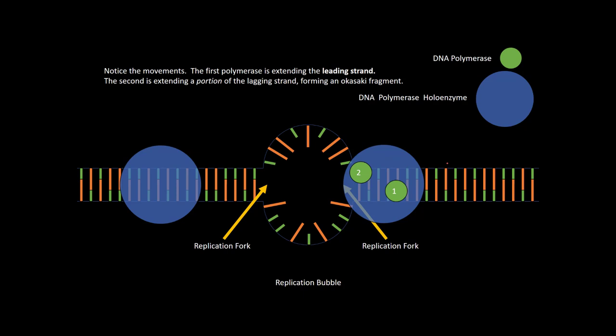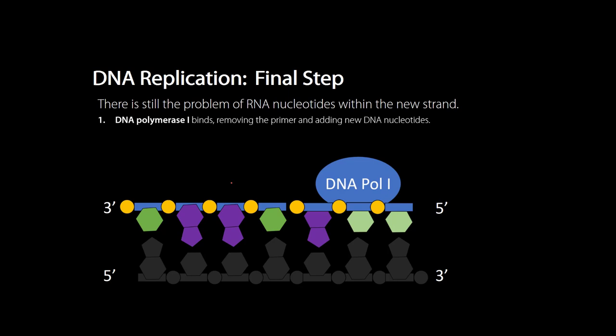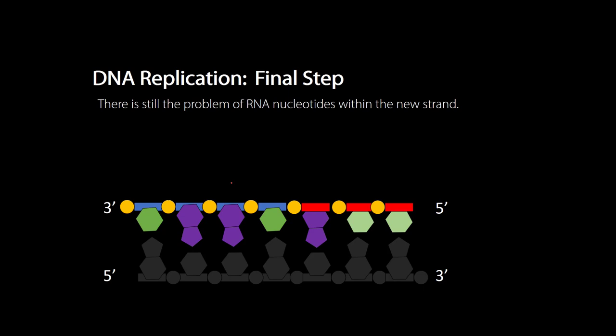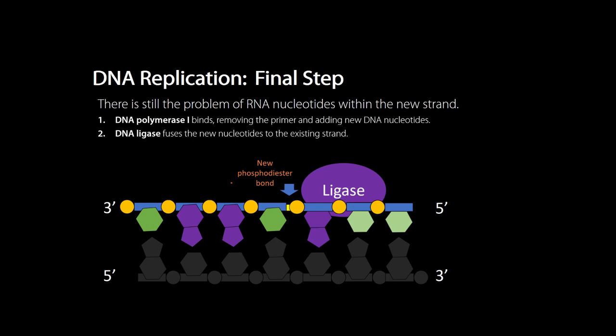All right, now here is where we left off last time. Here is the RNA primer. Here is the DNA that's been extended. And so the first thing that happens is DNA polymerase 1 comes in, rips out the primer, and builds in new nucleotides. Let's see that again. That was kind of fast here. So here comes DNA polymerase 1, and then it builds the new strand. And then it leaves, and then ligase comes in and builds that new phosphodiester bond. Okay, so let's watch that again.